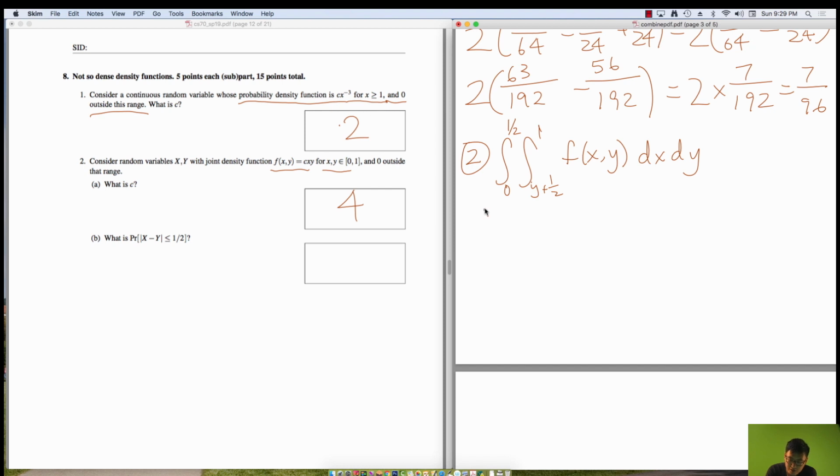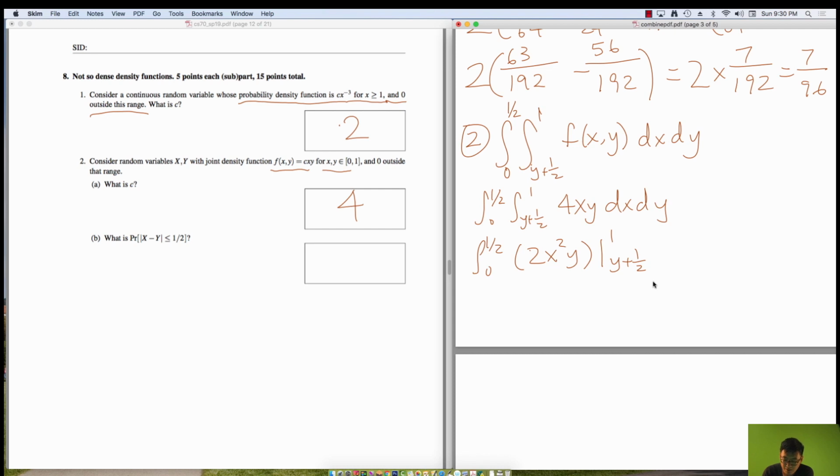So we can plug in the joint density, which is 4xy. And I can take the antiderivative with respect to x. So this is just, again, 2x squared y. Here I evaluate it at 1 and y plus a half. And this should get me the integral from 0 to a half. So if I evaluate this at 1, I get 2y. And if I evaluate this at y plus a half, this should give me 2 times y plus a half squared times y dy.